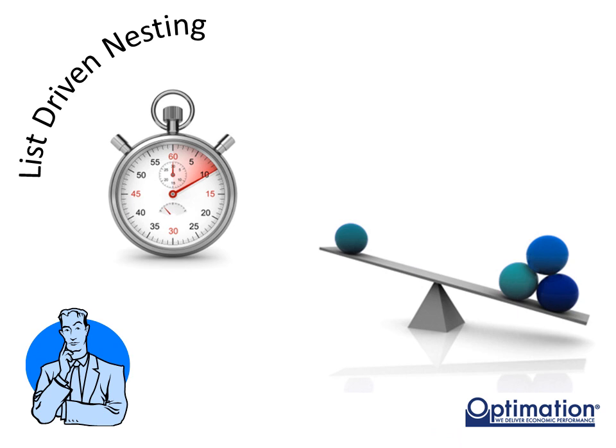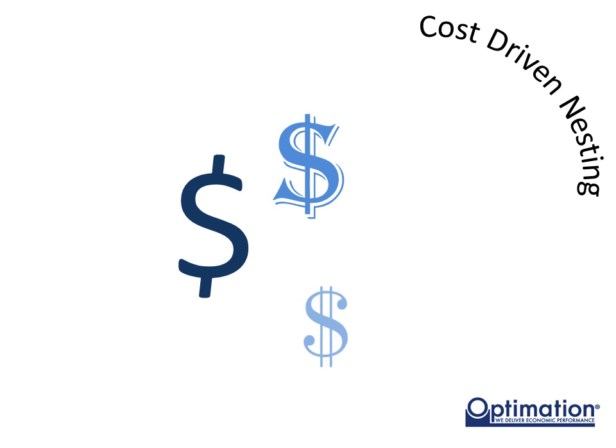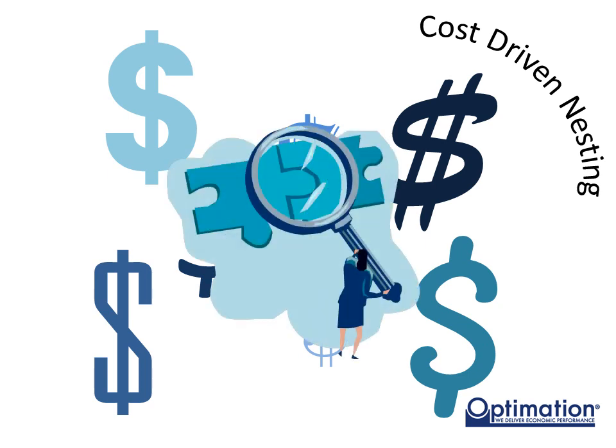So, as an example, the list can be ordered by part size or by schedule, but not by both. So when considering list-driven nesting, be sure to evaluate the impact it will have on other cost components that may be important to you. A second nesting solution, called cost-driven nesting, has the ability to consider multiple cost components simultaneously. Now, this makes the problem much more complex, but provides a means to solve real-world problems.